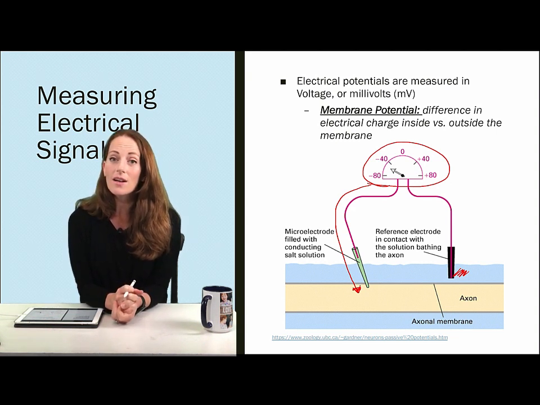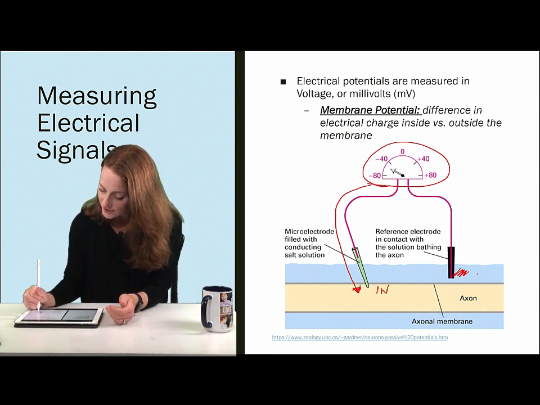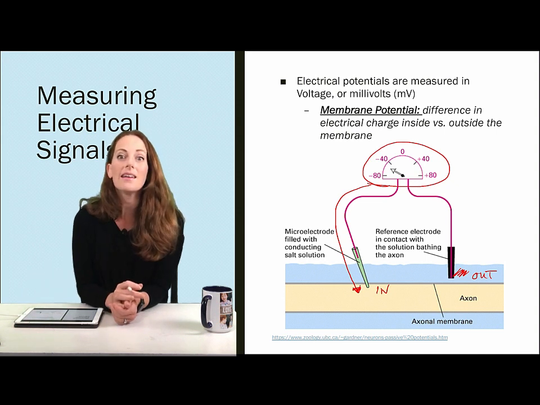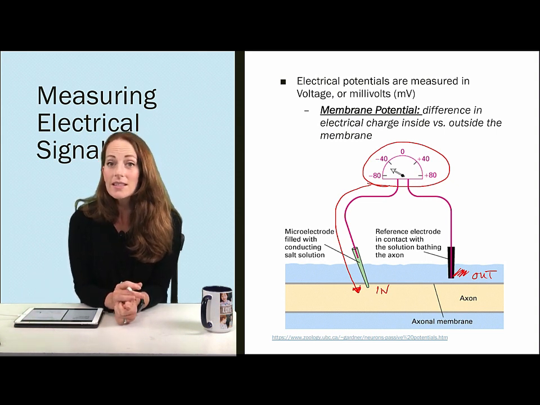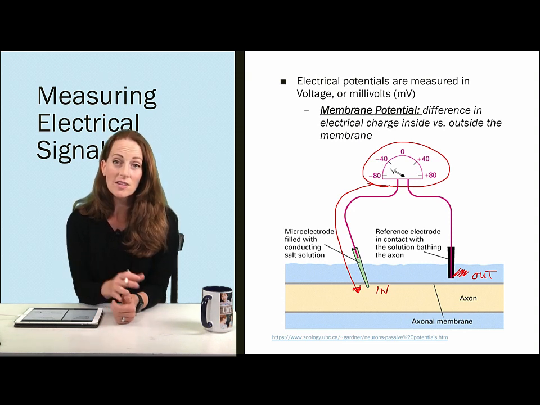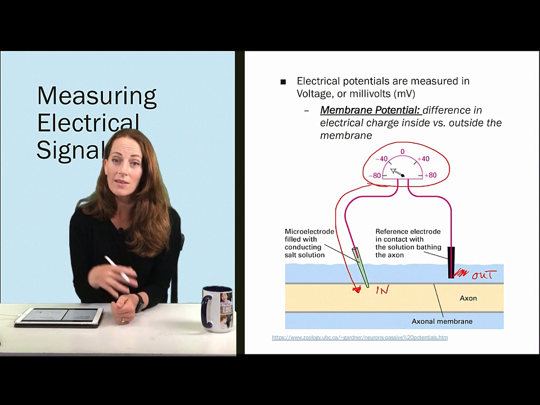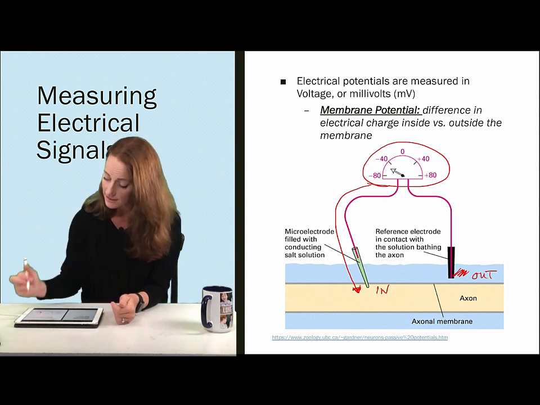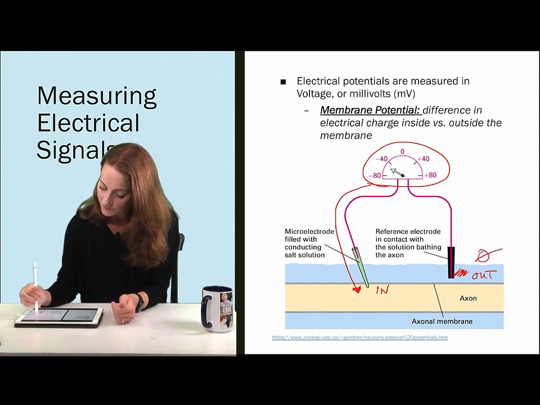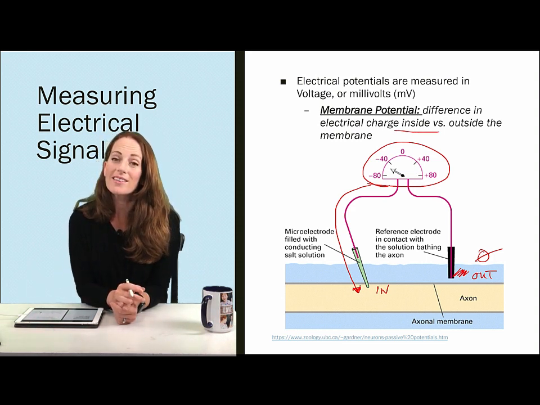So whenever we talk about electrical potentials, we're always comparing the inside versus the outside of the cell membrane. And that's very important to remember in terms of sign conventions. We set the outside of the membrane, or the extracellular fluid, to 0. And then all of the changes are in reference to the inside of the cell.